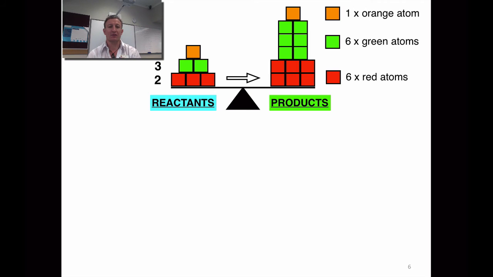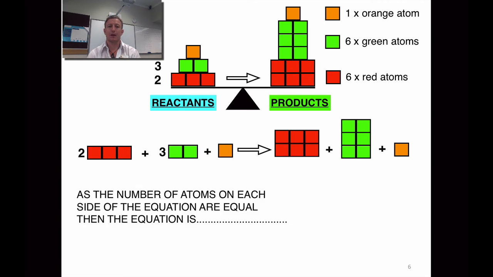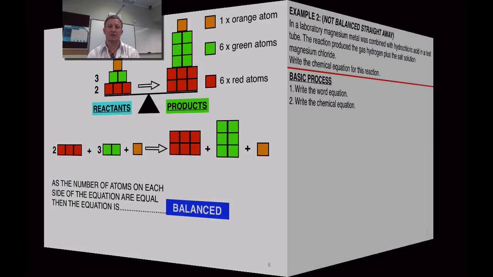So when I write this down as a formula, this is what it looks like. I've got 2 lots of the red bricks plus 3 lots of the green bricks plus 1 lot of the orange bricks. Notice we never put the 1 at the front of it. And that will give us 6 red bricks, 6 green bricks and 1 orange brick. I hope that sort of makes sense. Okay, because they're equal on both sides, we can now say that the equation is balanced. So let's look at another example and I'll show you how we work that through. And if you come back and look at this bit, then probably it will make more sense.